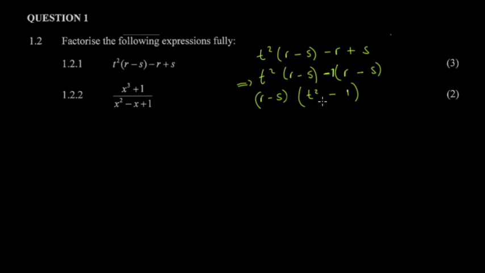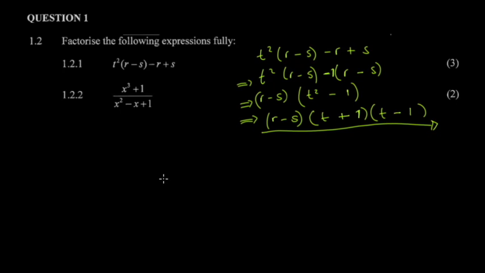But we are not done yet. This one you're supposed to recognize: it's a difference of two squares. You have a square here, t squared, so t is the square root, and then minus 1 is also a square, 1 is the square root. So you can further factorize this such that it's r minus s, then we'd have t, which is the square root of t squared, and t here, then the square root of 1 is 1 as well. So you get plus 1 and minus 1 like this. So this would be your final answer.